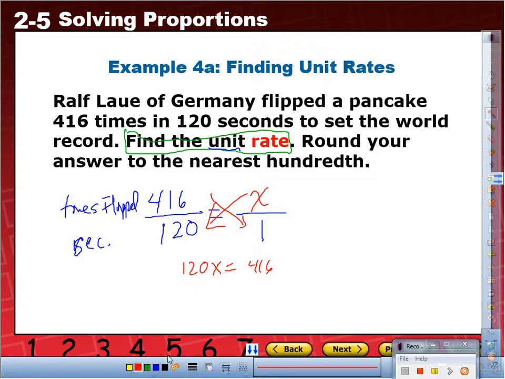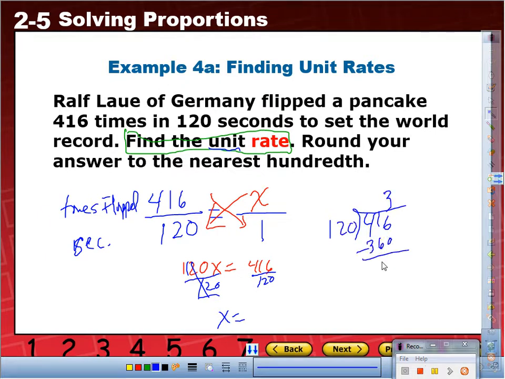And then what do we do at the end? Divide by 120, divide by 120. X equals, 1 times x is x. This is 416 divided by 120. That's 360. Subtract, we're left with 56. Decimal, 0. It's in there 4 times, 480. Subtract, that's 80. Add a 0. It's in there 6 times. That's 720. I end up with 80.